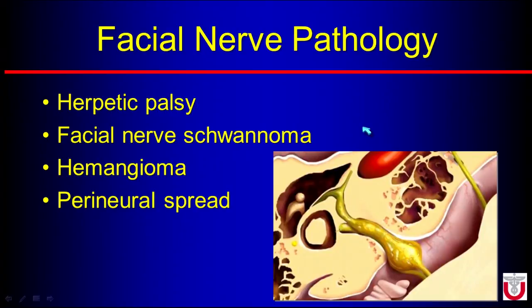So then pathology along the nerve itself. So we have some pathology that can happen anywhere along its course. And it's interesting because of the very different osseous anatomy around the facial nerve course, the same pathology can have very different imaging appearances depending on which segment it shows up along that course itself.